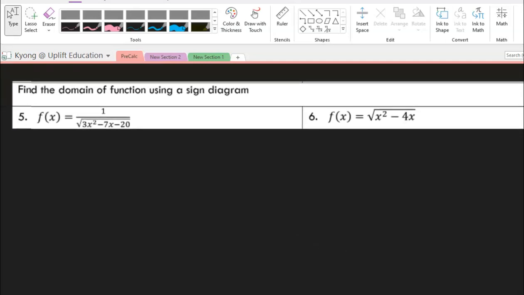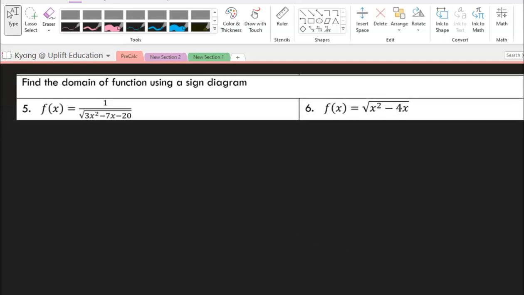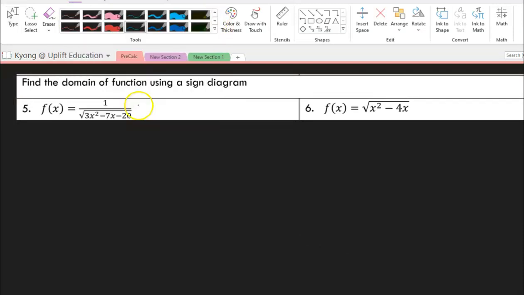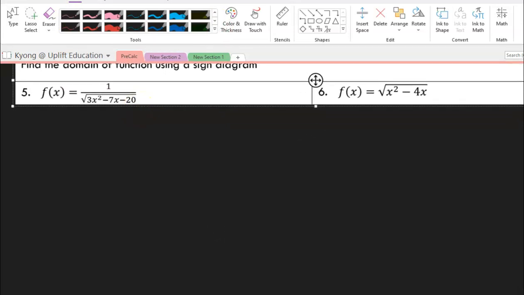Find the domain of the function using the sign diagram. I already know this is going to be a long video. Okay, so how to find the domain in a radical. So if you look at this radical right here, it's 1 over, I don't like this color.